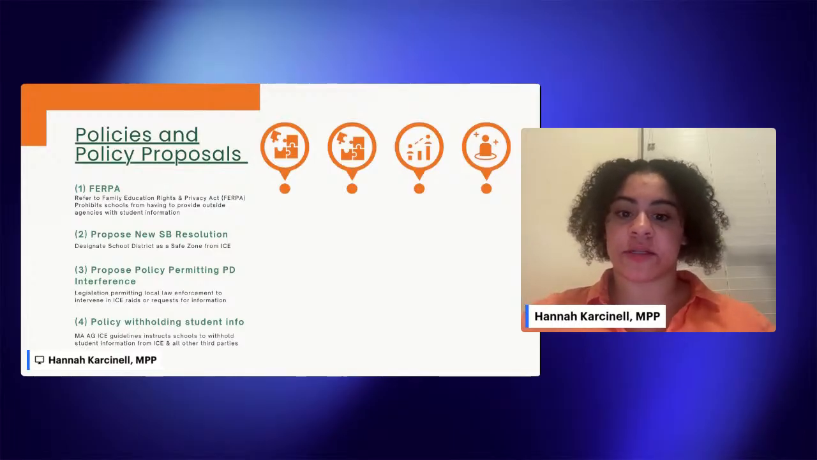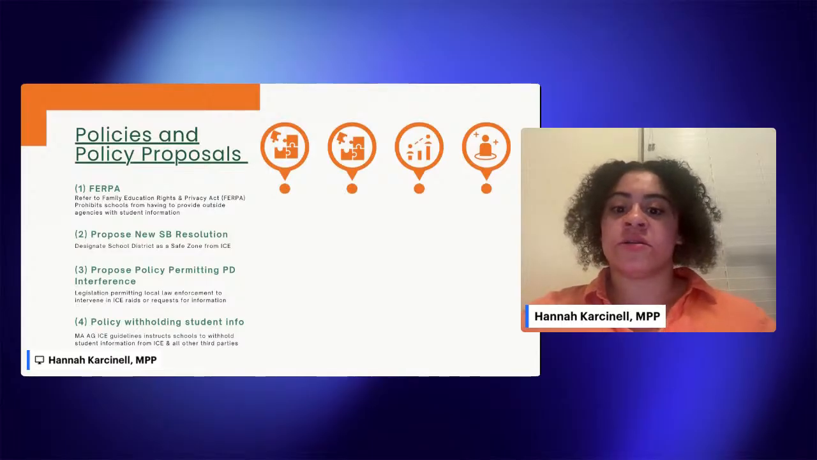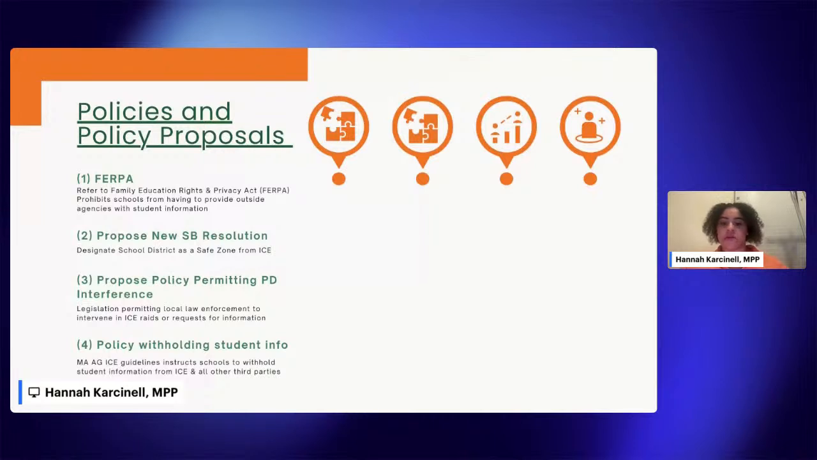Three, proposed policy permitting police department interference. Propose a policy that would permit local law enforcement to intervene in ICE raids, or if there's even a request for student information, if they're not necessarily on campus or doing a search or raid, if they request information and contact the school, getting the police department involved to intervene in that situation has worked in the previous case that I discussed. A policy on withholding student information is also a good addition. As I spoke about previously, the Massachusetts Attorney General established ICE guidelines to instruct schools to withhold student information from ICE and from all other third parties.